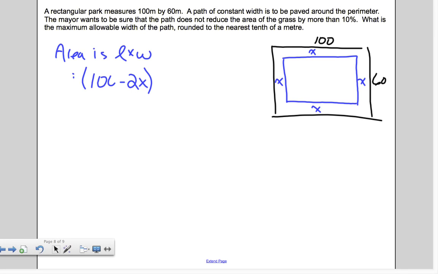Because if this whole thing is 100, I'm subtracting x for the path on one side and x for the width of the path on the other side. So 100 minus 2x. What's the width of the other one? 60 minus 2x. Well, what's the actual area?